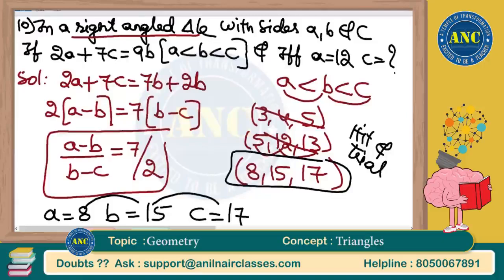In a right-angled triangle with the sides A, B, C, 2A plus 7C is 9B. So 2 into (A minus B) is 7 into (B minus C). (A minus B) by (B minus C) is 7 by 2. Don't write the equation. Just do a hit and trial with Pythagorean triplets. You will get the answer. That was the 10th one. I hope it is clear.